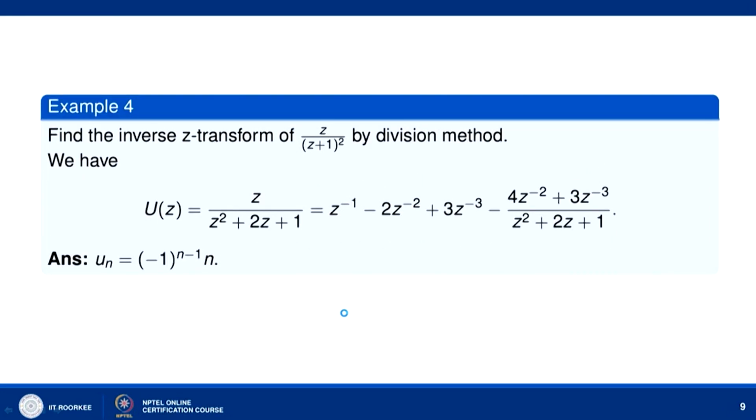Now, let us find the inverse z transform of z over z plus 1 whole square, say for example. So, z over z plus 1 whole square is z over z square plus 2z plus 1. Let us do the same thing as we did in the previous example. So, we have z divided by z square plus 2z plus 1. So, we will multiply this z square by 1 over z.